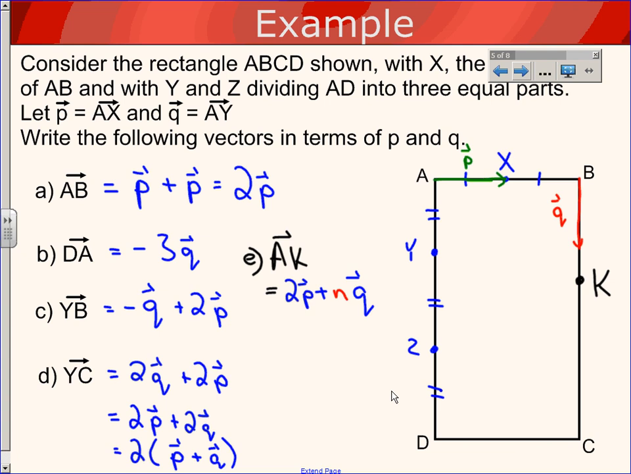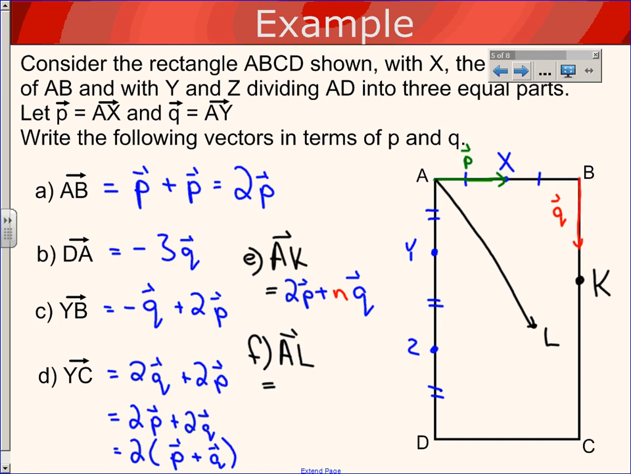Okay? So what if I did this then? What if I put another point somewhere even more in the middle? If I put that around there and I call that point L, would it be possible to write vector AL in terms of P and Q? So we're trying to get that vector right there. And the answer is still yes, but we wouldn't know what the numbers are.